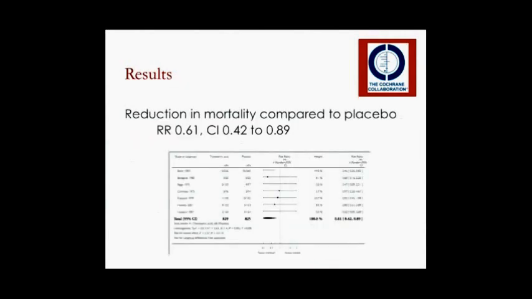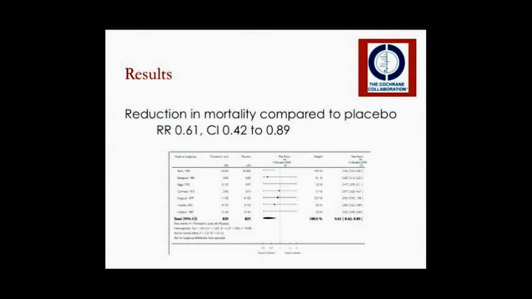The results showed a reduction in mortality compared to placebo or anti-ulcer agent with a risk ratio of 0.61 and a confidence interval between 0.42 and 0.89. So you can see in the figure at the bottom, it favored TXA. However, in a lot of the studies, there was a lot of missing data. The authors of this review tried their best to get a hold of the primary authors to get the data sent. My understanding is they only got one of the missing data. All the other ones were not available.